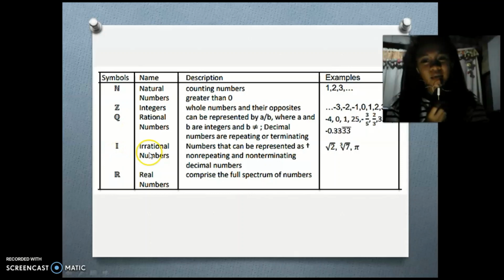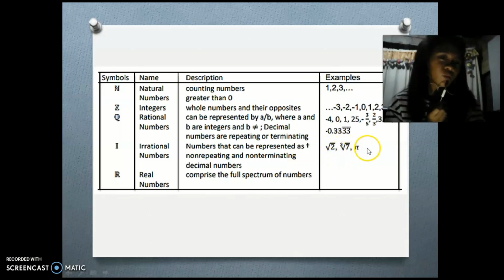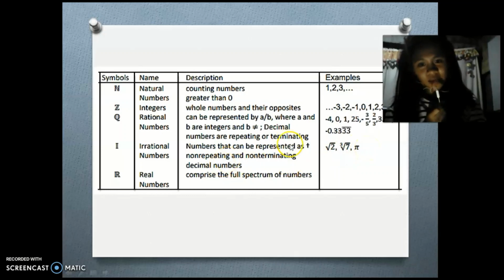Then we have this symbol, which is for irrational numbers. These are numbers that cannot be represented as a ratio of integers, so they are non-repeating and non-terminating decimals. They are the opposite of rational numbers: if the rational number is repeating, then the irrational number is not. You can identify irrational numbers such as the square root of 2, the cube root of 2, pi, and so on. So we have our real number system.